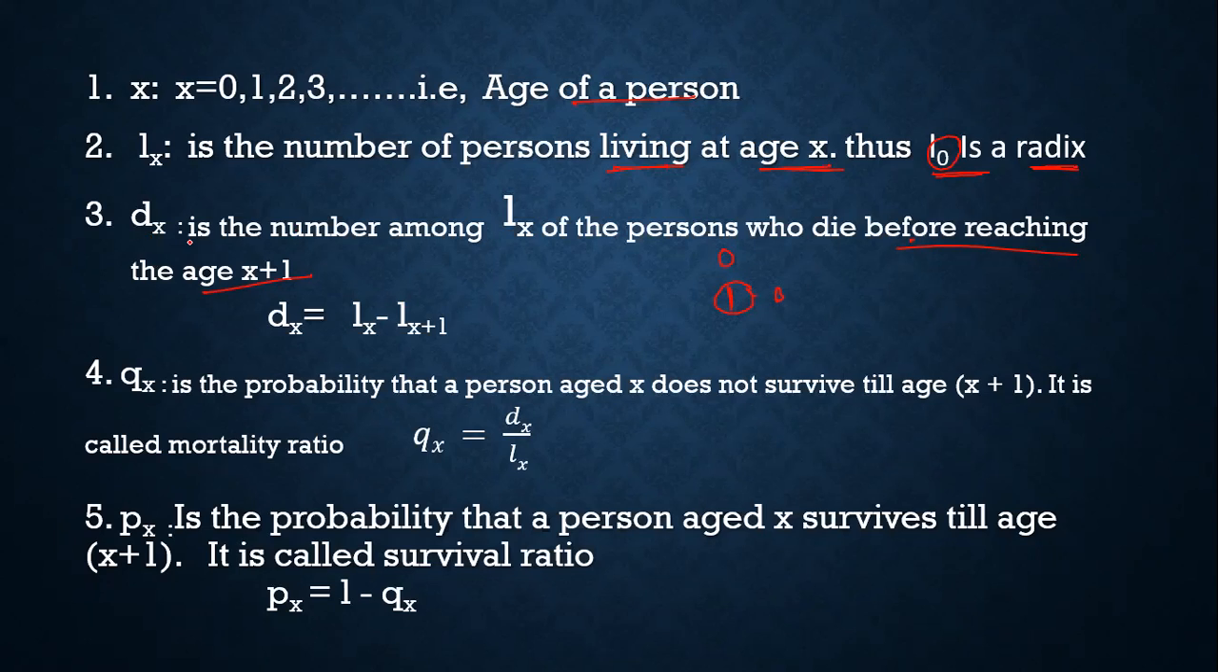So DX is nothing but the number of persons among LX. Among LX, what is LX here? Living at the age of X. LX is the number living at the age of X, of a person who died before reaching the age X plus 1. X plus 1 means one more year. Before he could reach the next birthday, he would die. That calculation will be done with the help of DX.